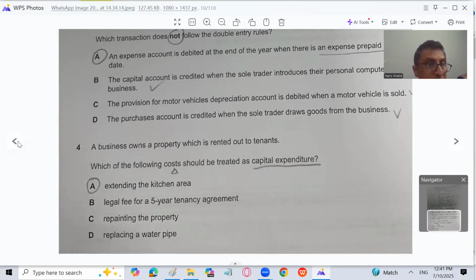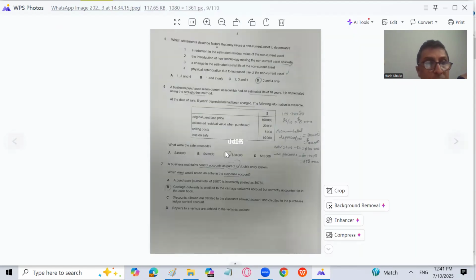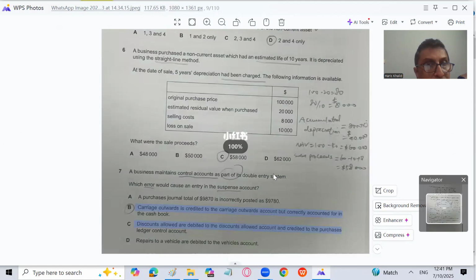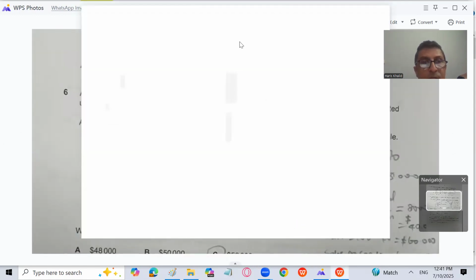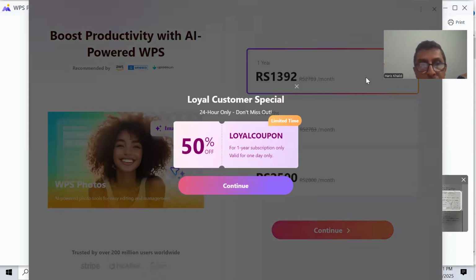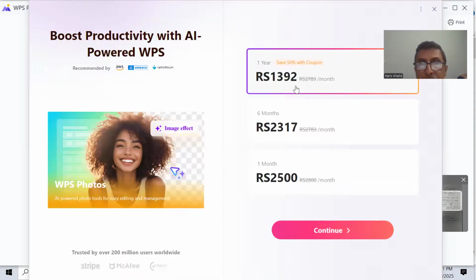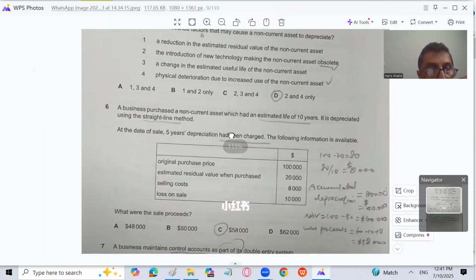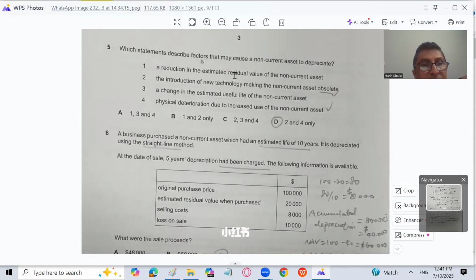Okay, let's move forward. Now the fifth MCQ. Let's see. Which statement describes factors that may cause a non-current asset to depreciate?